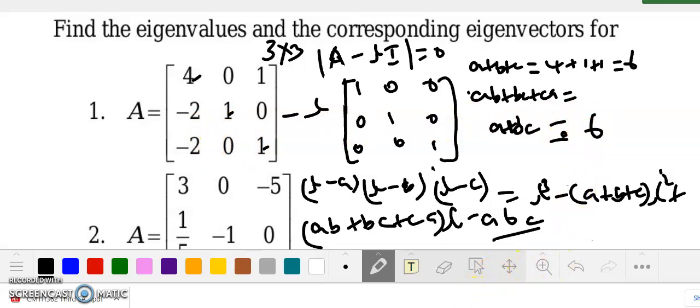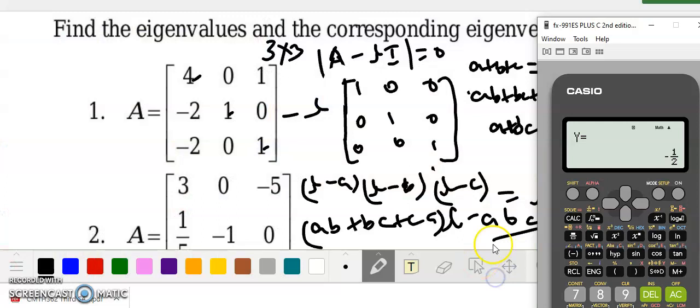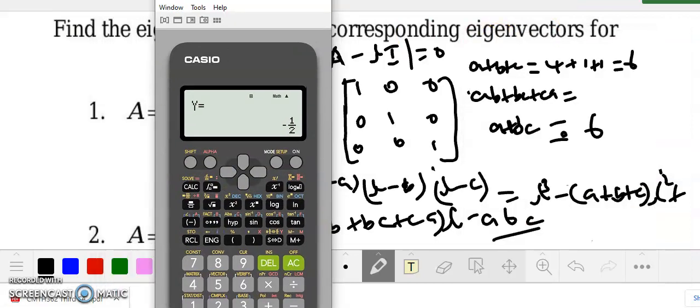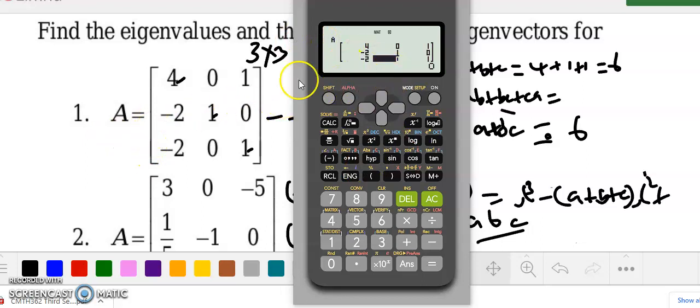If you want to confirm how to do that, simply go to your calculator. Let's take the calculator. Here. Put it on. Go to the mode. You see number 6 is for matrix. Mat A. Then 3 by 3 is 1. So now you can put the values. The values of this matrix are here. We have 4, 0, 1, negative 2, 1, 0, negative 2, 0, 1.